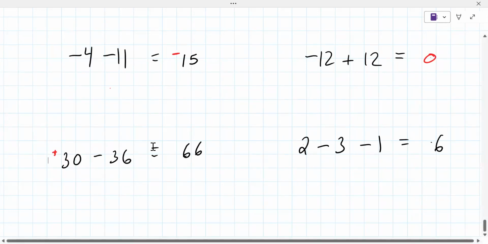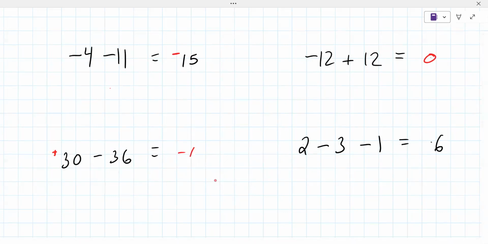You owe someone $36. So you give them the 30. How much do you now owe them? Negative 6. You owe them 6. We call that negative 6.